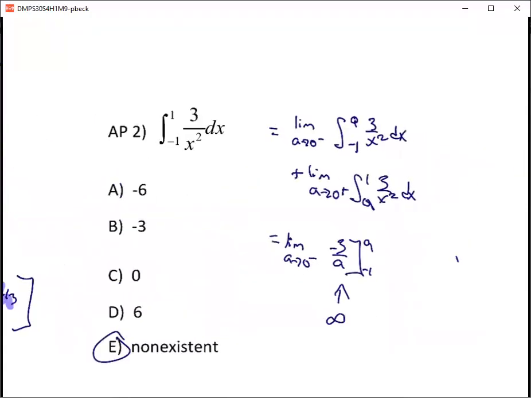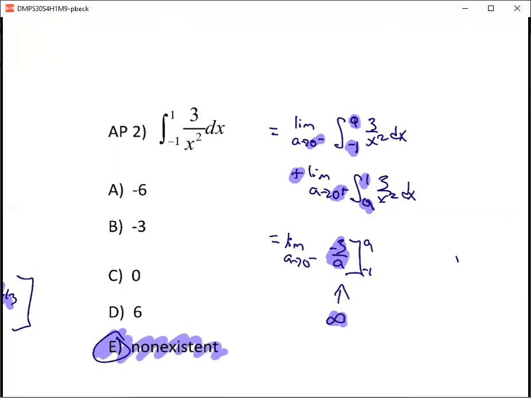This one is what I was referencing, very similar to the problem that we had before, where because we have an infinite discontinuity, we are going to have to break it apart into the sum of two different limits. So -1 to a, where a is approaching 0 from the left, and a to 1, where a is approaching 0 from the right, of 3 over x squared, which if we integrate 3 over x squared, we get -3 over a. Now when we try to find that limit, we do get -3 over 0, which is an indeterminate value. So this value is non-existent.